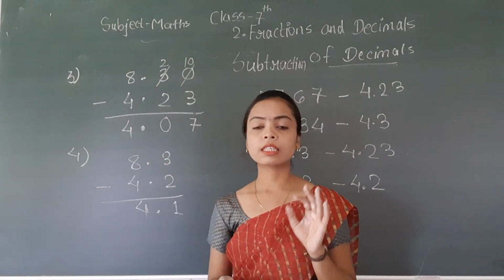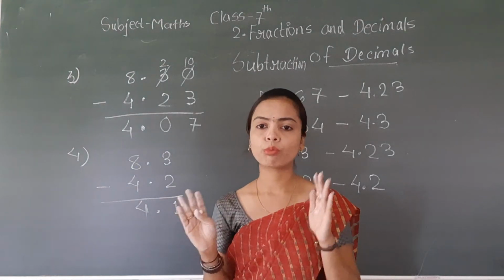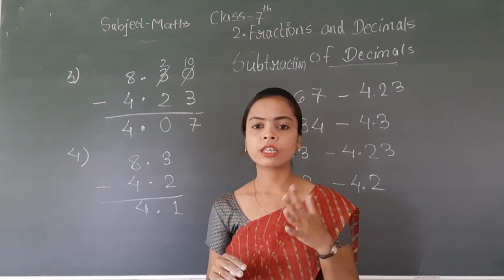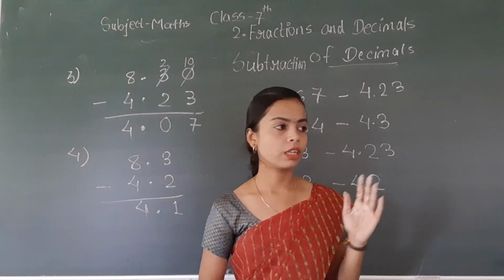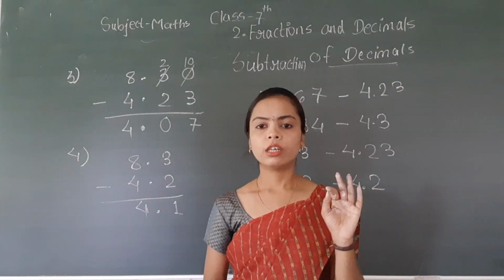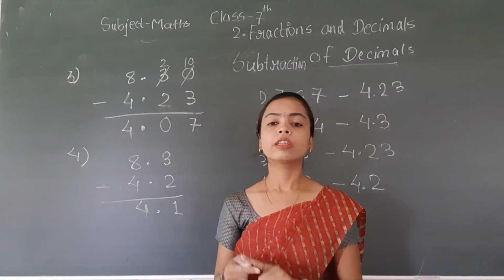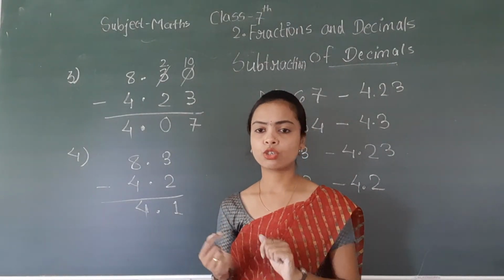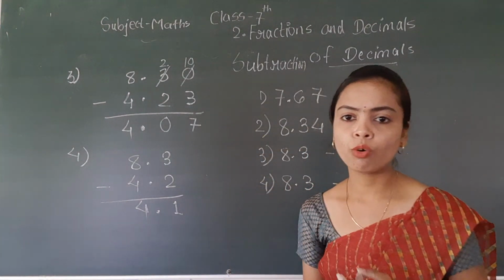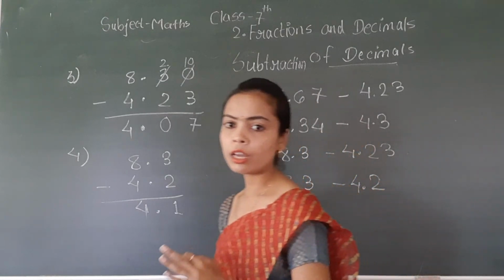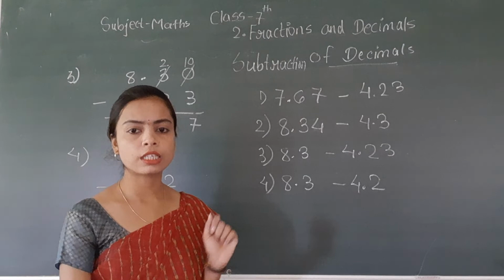If any place remains vacant in addition or subtraction, just put 0 there, because putting 0 at the end will not change your value. So just write 0 there and then perform your regular addition or subtraction, just as you normally do. Okay, so this is your addition of decimal numbers and subtraction of decimal numbers.